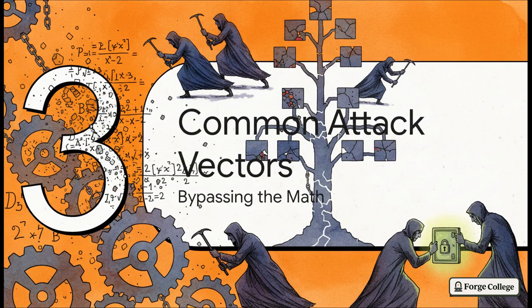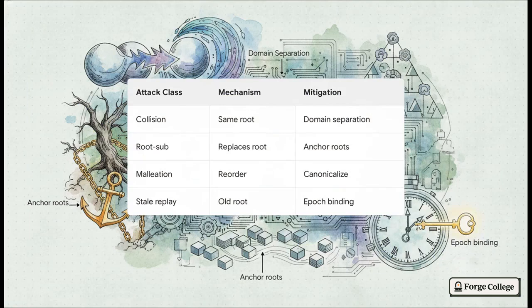Section 3. Common attack vectors. Bypassing the math. So what happens when attackers decide to just bypass the math entirely and go straight for the structure? Well, it's time to open up the playbook and look at the common attack vectors our sneaky time travelers and data forgers use to break in. Now, what's really interesting about this matrix is how it perfectly maps out the heist. Look at how every single attack is countered by a specific, concrete mitigation.